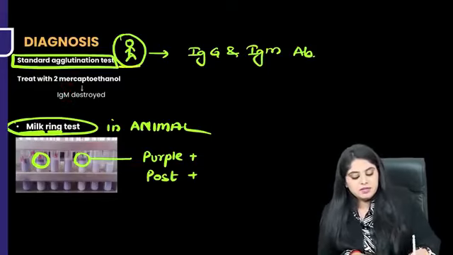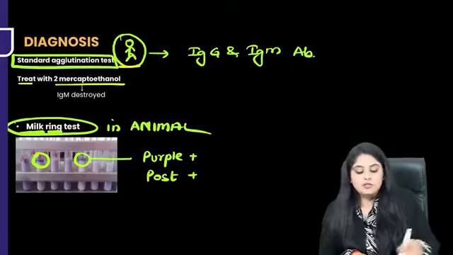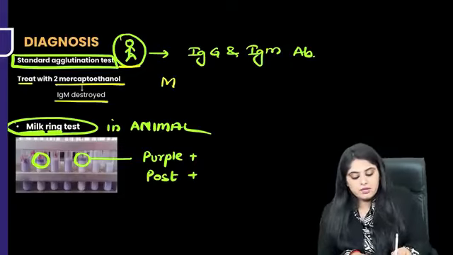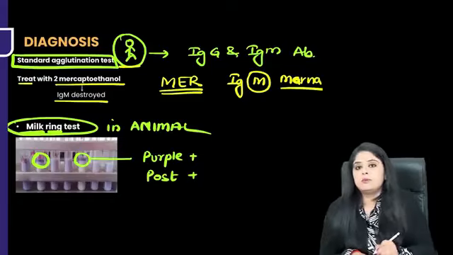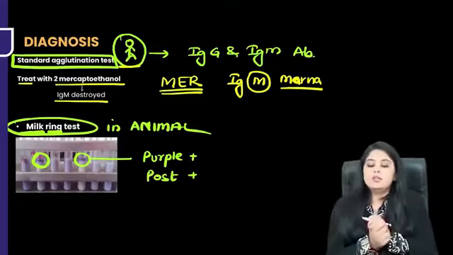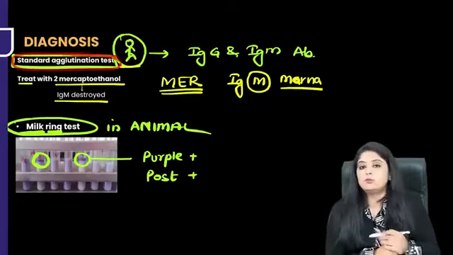If I treat the blood sample with mercaptoethanol, IgM is destroyed. So remember how I have learned this: mercaptoethanol means killing IgM, right? Killing IgM is using mercaptoethanol. This is a question that you get in a standard agglutination test for Brucella.